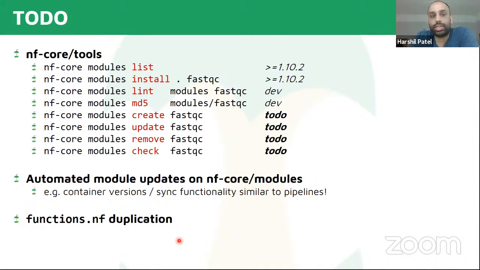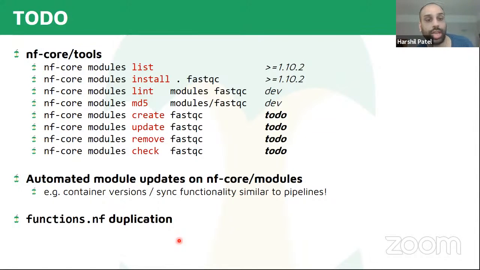We've added some functionality to NF Core tools for listing and installing these modules. As I mentioned, Kevin is now doing the linting and MD5. We'd also like to be able to create these modules on the fly, to update them, to remove them, to check that they're intact, and also maybe version check and other stuff.